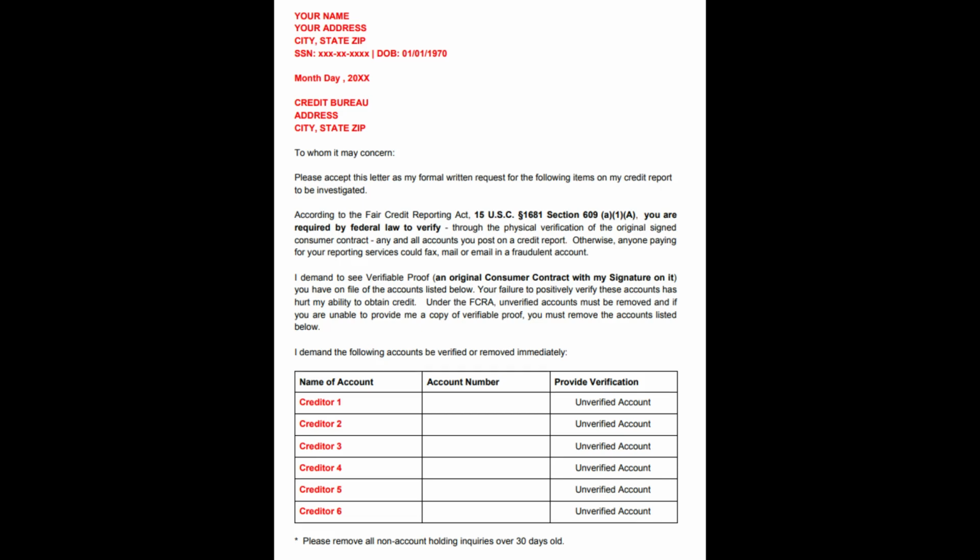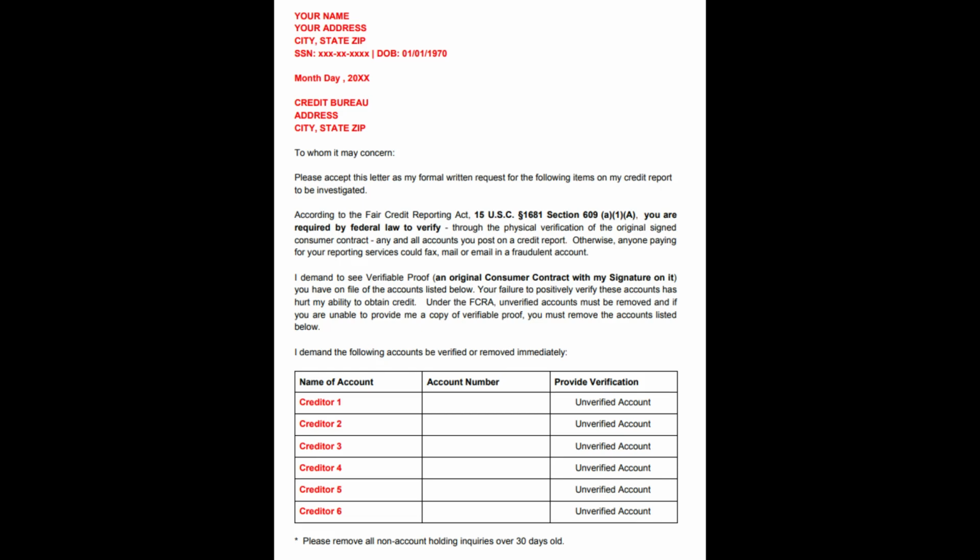Your failure to positively verify these accounts has hurt my ability to obtain credit. Under the Fair Credit Reporting Act, unverified accounts must be removed, and if you are unable to provide me with a copy of verifiable proof, I wouldn't even say a copy. If you're not able to provide me with original verified proof, you must remove the accounts listed below. I demand that the following accounts be verified and or removed immediately. And here you're going to go ahead and number whatever accounts they're claiming on here that they've never verified.